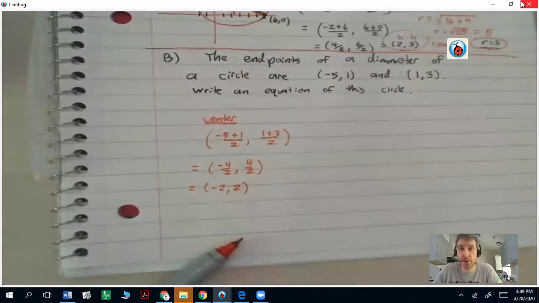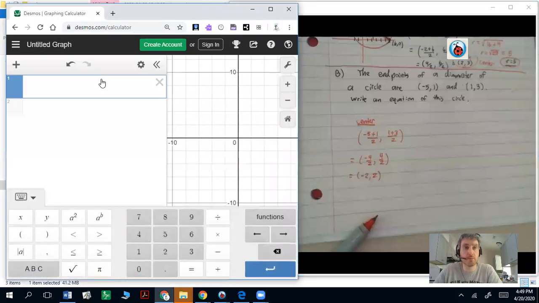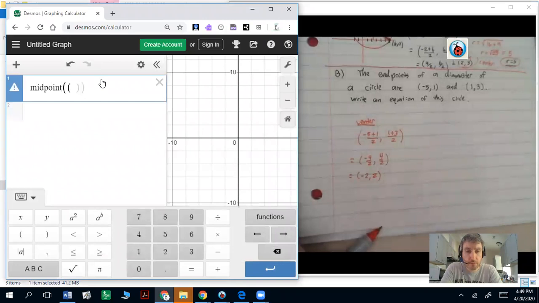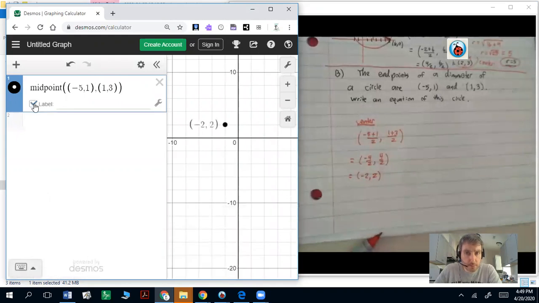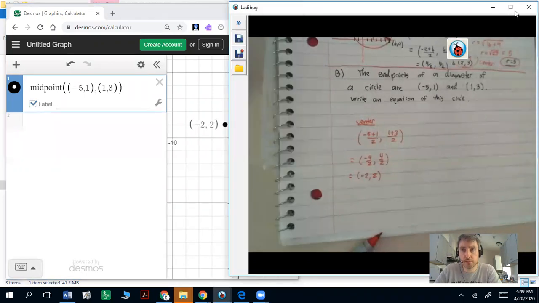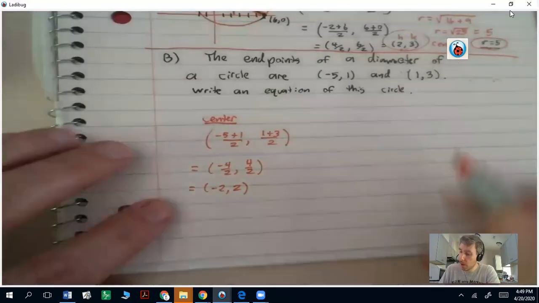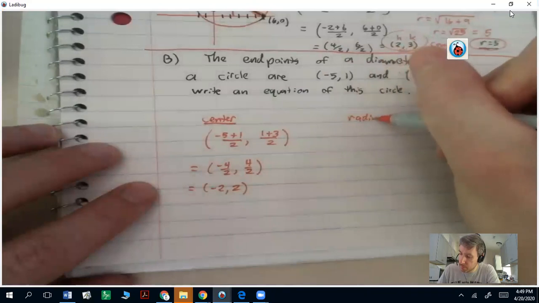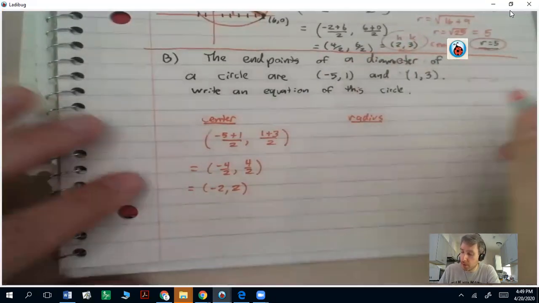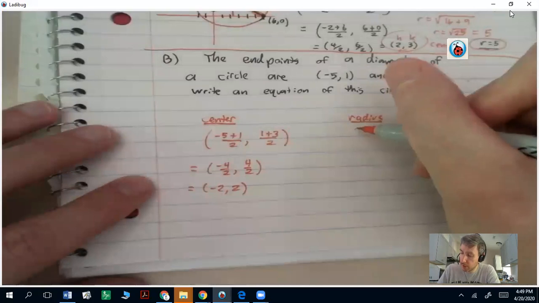If you'd like to verify using the midpoint shortcut on Desmos, we can do that. And just hit label. And there you have it. So I want to know what is going to be the radius. Now, again, for the radius, you want to use the center and pick a point.